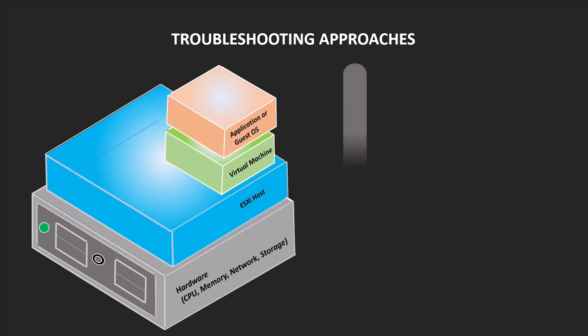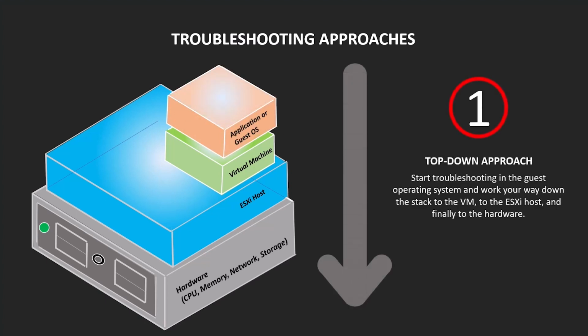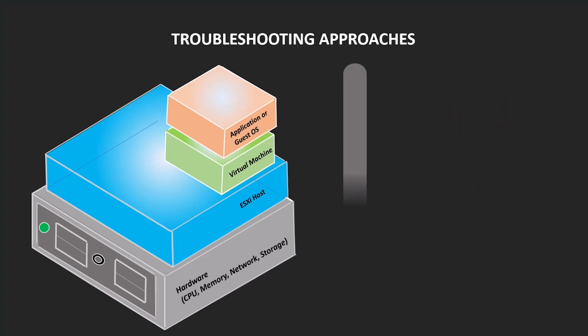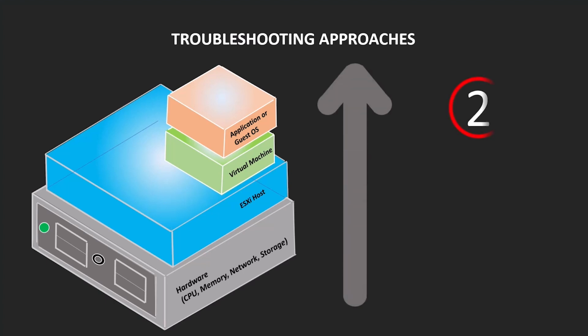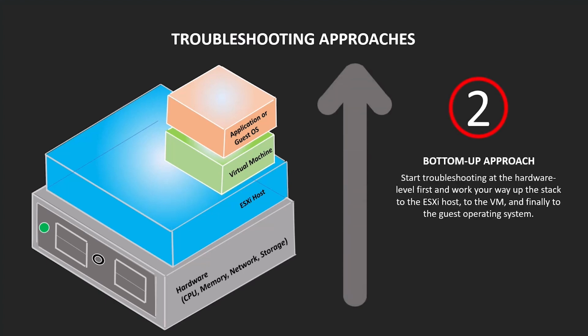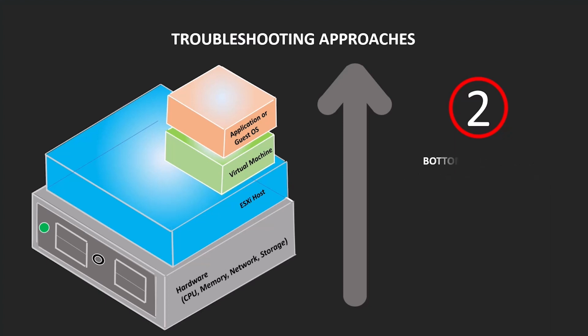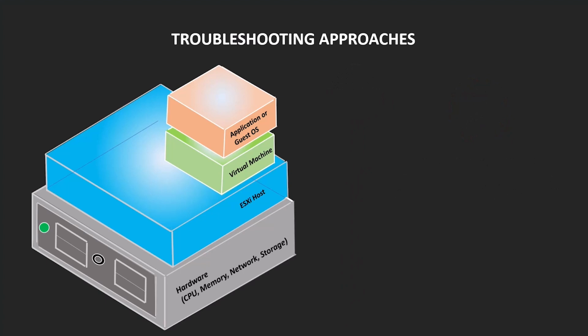The top-down approach starts from the guest operating system, delving deeper into the VM, the ESXi host, and finally, the hardware. It's like peeling back the layers of an onion, revealing the core of the issue. Conversely, the bottom-up approach begins at the hardware level, ascending through the layers to the guest operating system. It's a journey from the physical to the virtual realm, unraveling mysteries along the way.